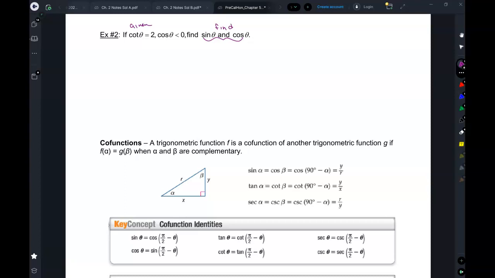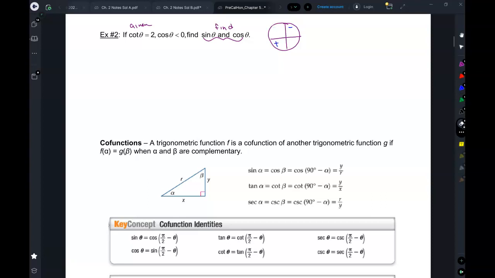Now, I have to draw the unit circle and figure out what quadrant we are in first. Some of you guys missed this on the test. So look at what this says. It says cotangent is positive. Where is cotangent positive? First and third. Here. Okay?